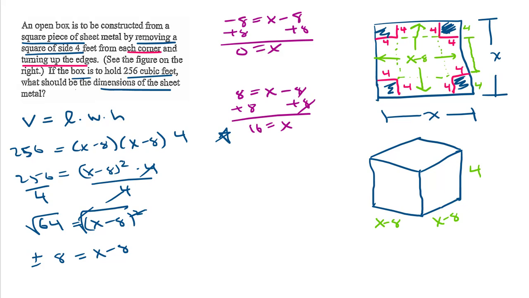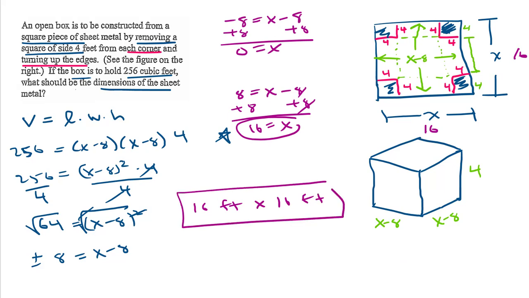So it's pretty obvious, right? One of them is not going to work, and that's the one with 0. Because if we plug in 0 here for x minus 8, we're going to have a negative 8, which is a negative dimension. That doesn't make any sense. So that means our dimension has to deal with 16. So this is 16 by 16. That's going to be our answer there. So 16 feet by 16 feet, because they just want the dimensions. The dimensions of the sheet metal are 16 by 16 feet.